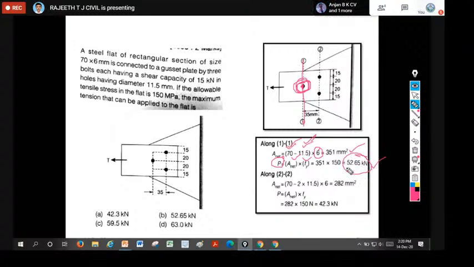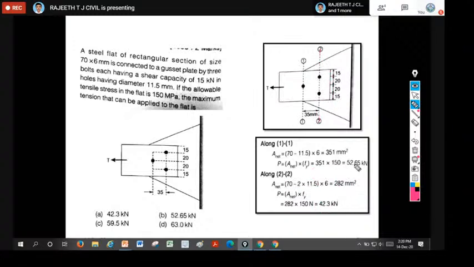In a similar way, we should calculate the net area along 2-2. Out of 70 mm, you should deduct 2 bolt holes here. Each bolt hole has a diameter of 11.5 millimeter. Therefore, 70 minus 2 into 11.5 is your actual length after deducting the bolt holes. Multiplying by 6 mm thickness, you get 282 millimeter square area. Multiplying the area with the stress, you get the load equal to 42.3.